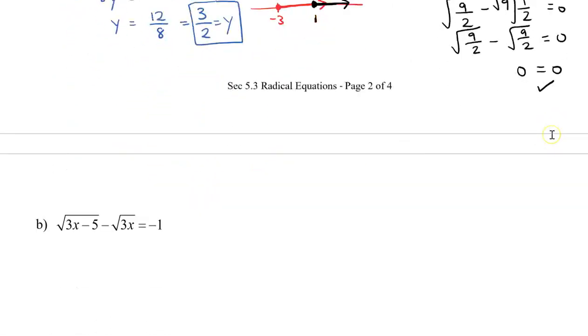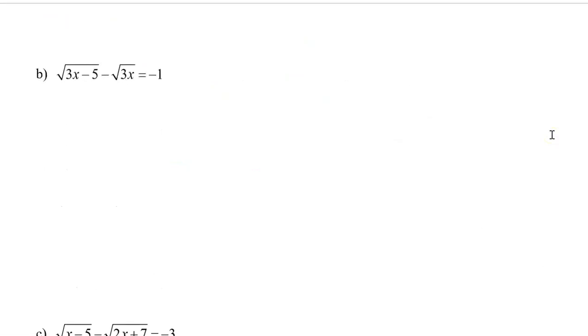Let's take a look at another one. In this case, we have the square root of 3x minus 5. We have another radical, 3x, and then we have a negative 1. So I'm going to move the negative 1 again to the right side. So it's going to be positive root 3x, and then minus 1 will be on the outside. So same as before, I have a radical on each side. I'm going to square both sides.